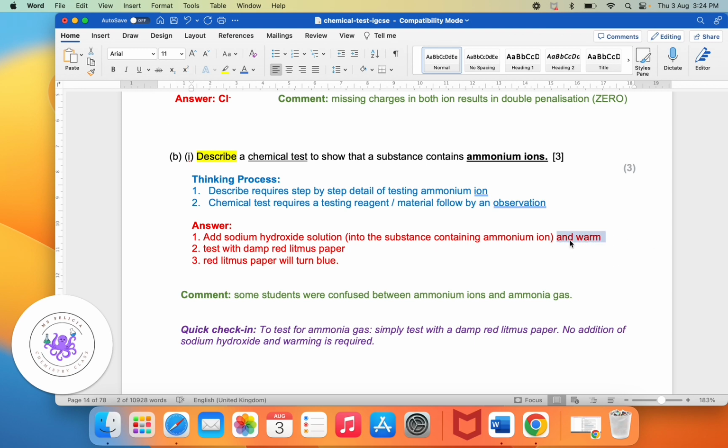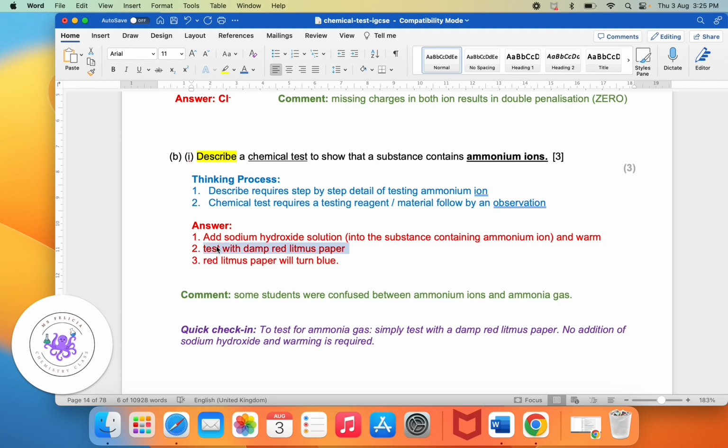After a while, you would be able to smell a pungent gas produced. The pungent gas is actually ammonia gas. However, if you write that ammonia gas is produced, you are not stating an observation, you are describing what is formed, you're identifying. You're not stating the observation. So you don't get marks if you just say ammonia gas is produced, or a pungent gas is produced. You need to tell us how you're going to go about that test.